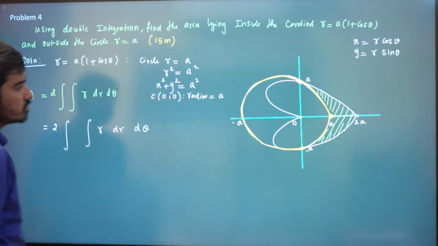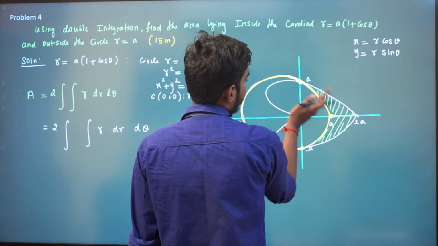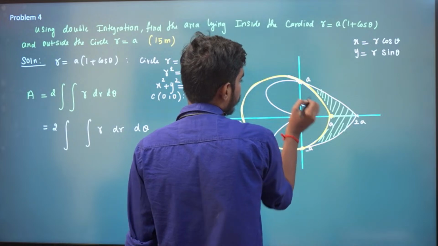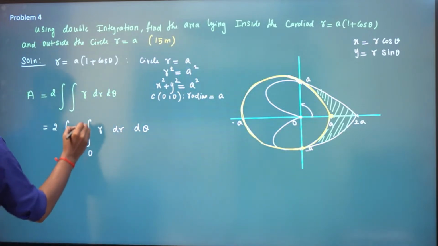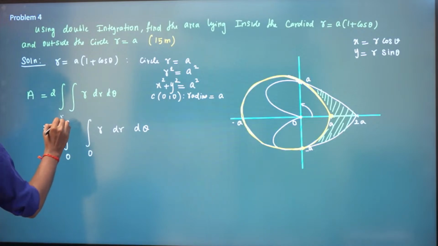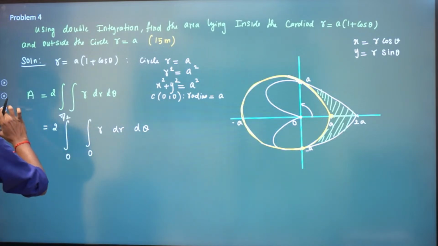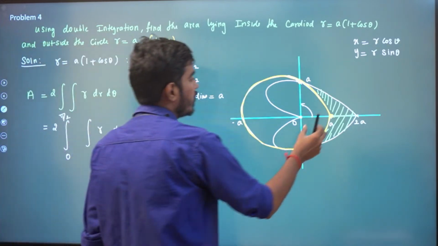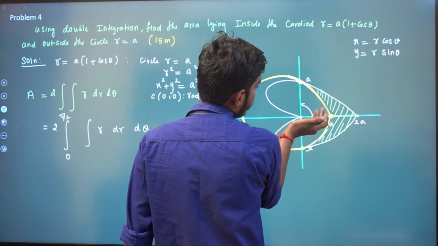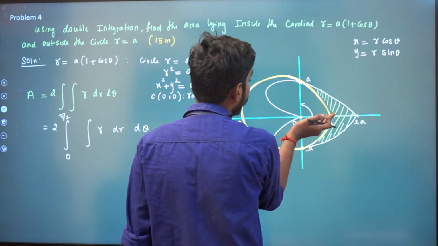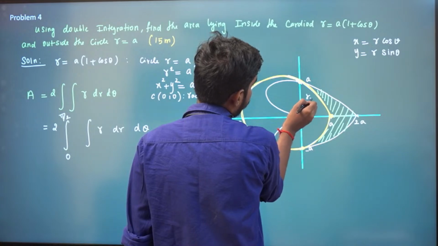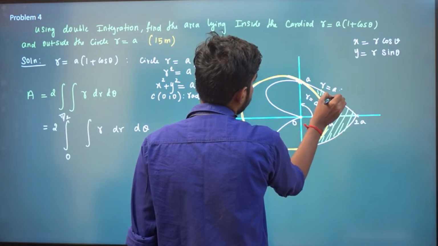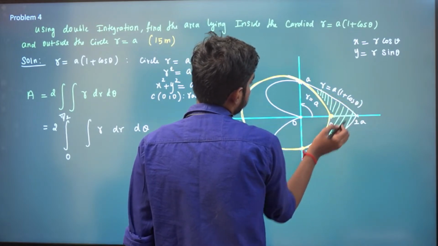Now where theta varies: you can see theta varies from 0 to pi by 2, right? This is 90 degrees. And where r varies, you can see we are finding this region. Here r is equal to a for this boundary, and here r is equal to a into 1 plus cos theta, right?